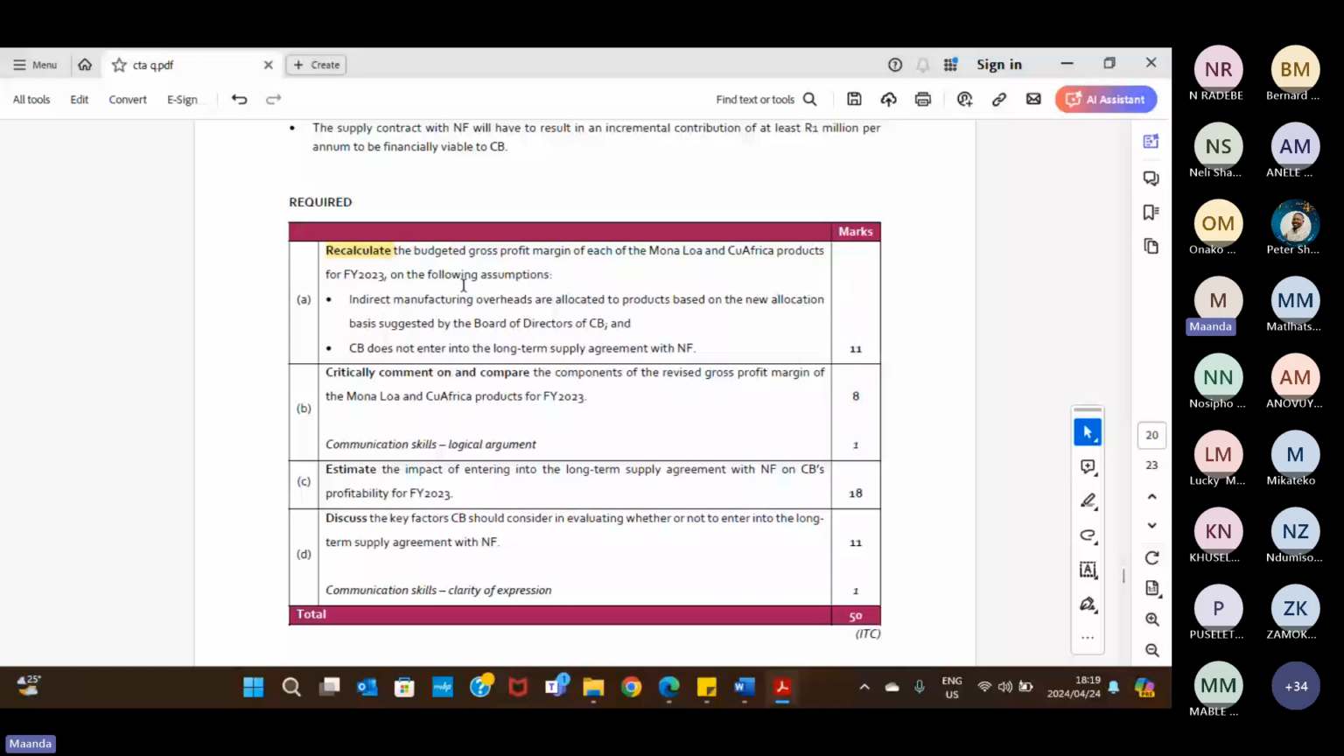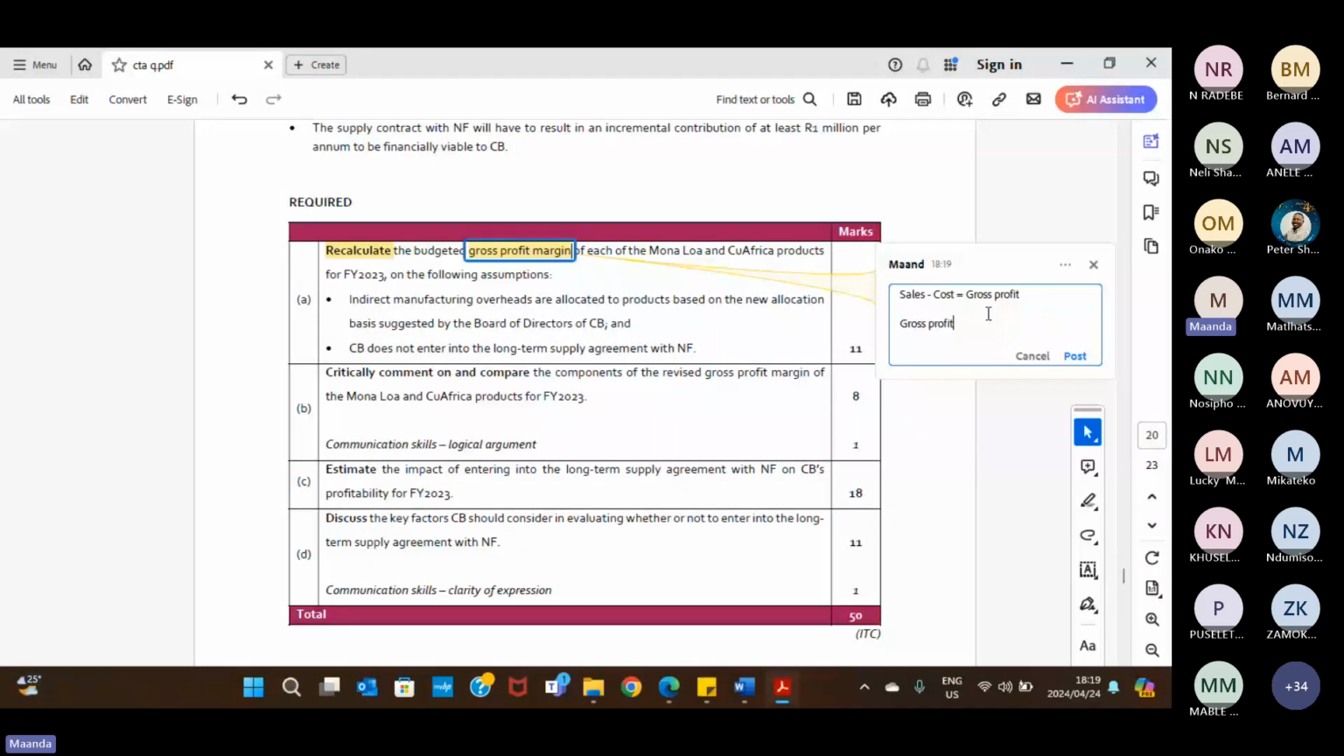And this is what I'm doing: I'm recalculating the gross profit margin. What is the gross profit margin? It's my sales minus my cost of sales, right? Then I get my gross profit. But here they need a percentage, because they want the gross profit margin, meaning I need to determine my gross profit margin, which is now a percentage.